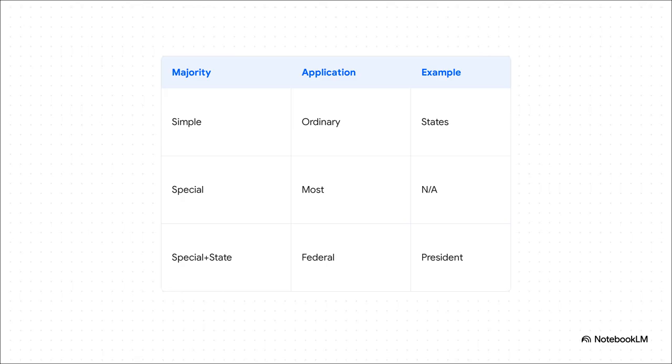And third, special majority plus state ratification. This is required for federal provisions, needing approval from at least half the state legislatures. It applies to things like the election of the president, distribution of powers, the judiciary, and so on. Now, I want you to recreate this exact three-column structure in your KSLU answer scripts. It demonstrates absolute clarity to the evaluator.